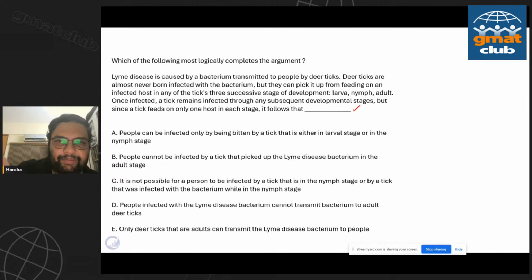So try this question, let me know. Of course, I'm telling you that this is an inference question, so you don't have to figure that out. But I hope that as you read it, you can figure it out. Don't assume it's a strengthen question.